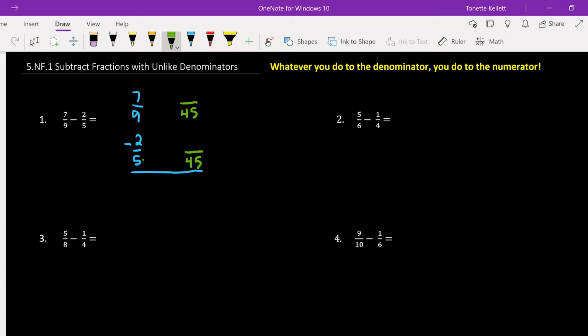Now, 5 times 9 is 45. Whatever you do to the denominator, you do to the numerator. 2 times 9 is 18. 9 times 5 is 45. So 7 times 5 is 35. If I subtract these two, I get 17/45.